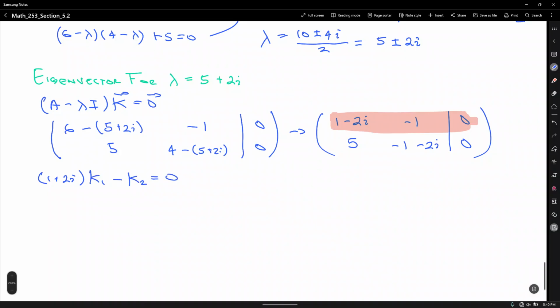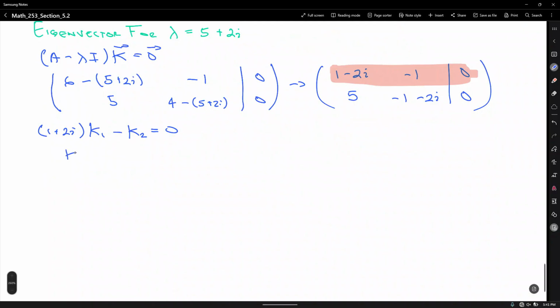And in this case, you don't want to solve for k1 because you will have to divide by a complex number. You don't want to divide by a complex number. It's doable, but it's not efficient. It's not worth it. So I'm going to solve for k2 here. So k2 equals 1 plus 2i times k1.